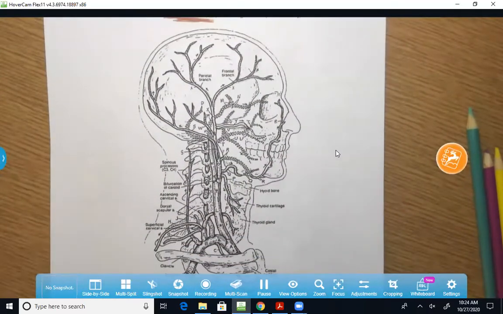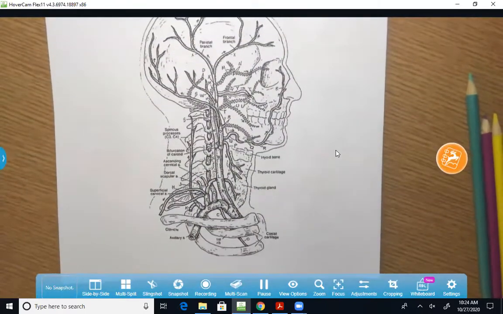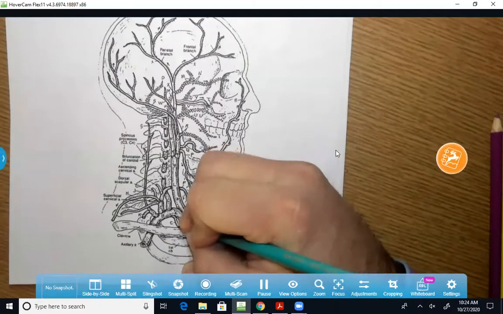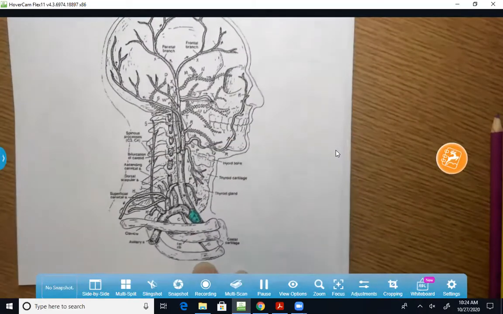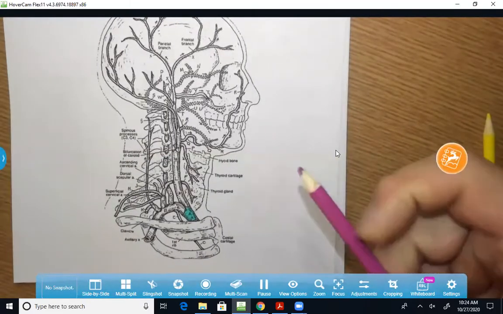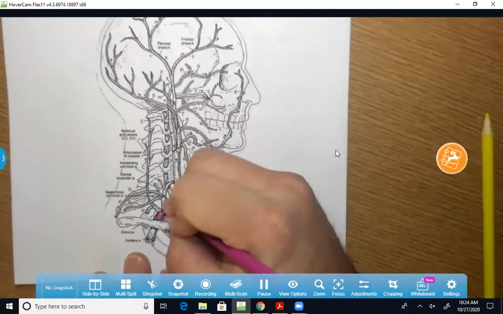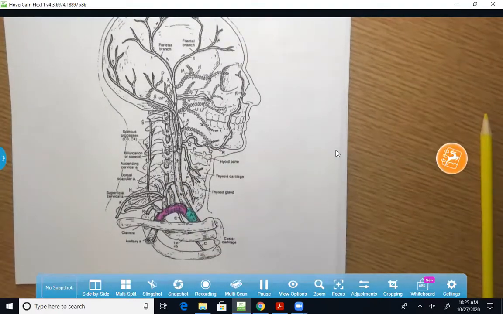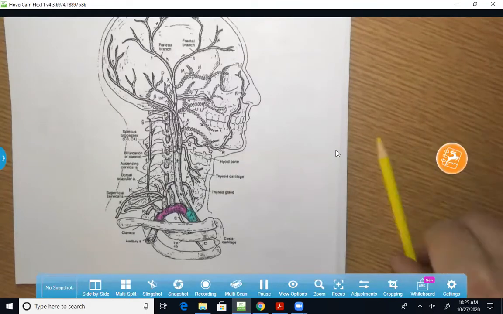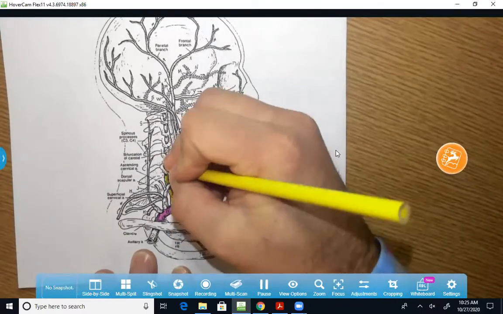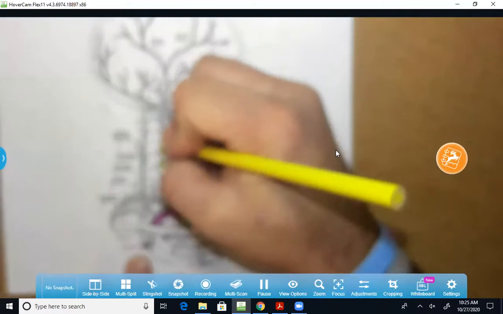Okay, as I said, we would only find the brachiocephalic on the right side because the common carotid and the subclavian on the left side come off of the aorta. Subclavian, letter B. You've already colored once, this big blood vessel there. Not only does it feed our arms, but it also feeds our brain because of the vertebral artery that comes off of it.